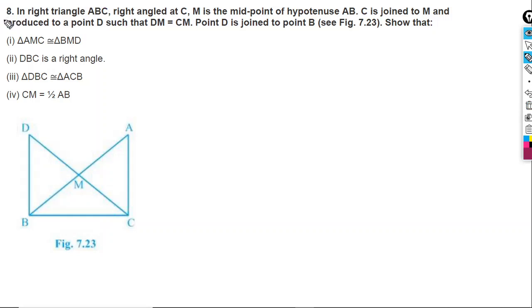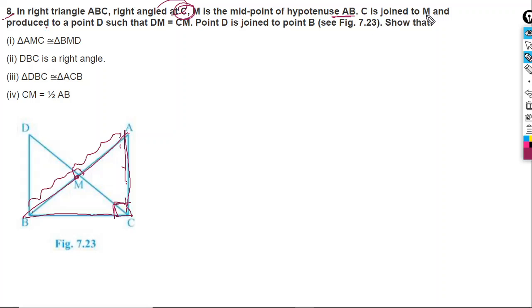Hello students, now we are going to discuss question number 8. In a right triangle ABC, look at the figure. ABC is a right triangle, right angle at C. You can see angle C is a right angle. M is the midpoint of hypotenuse AB. So M is the midpoint, that means AM equals BM.